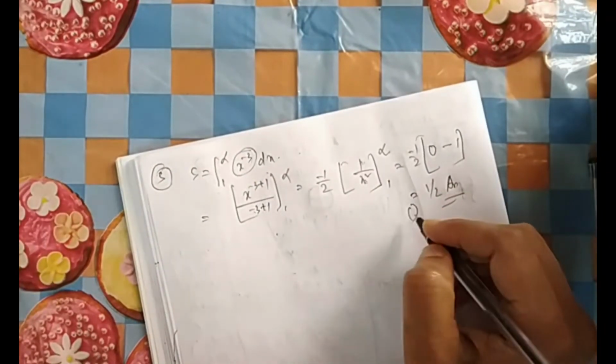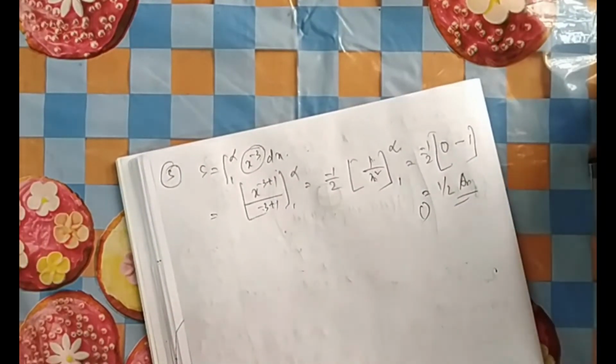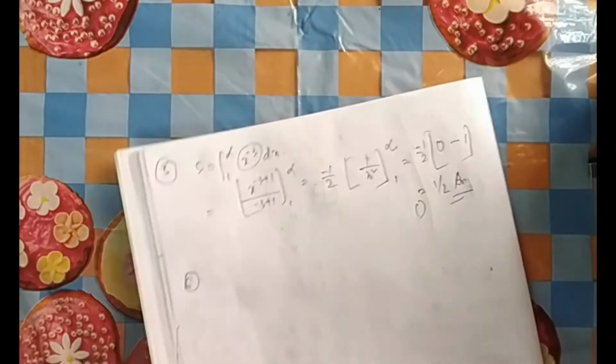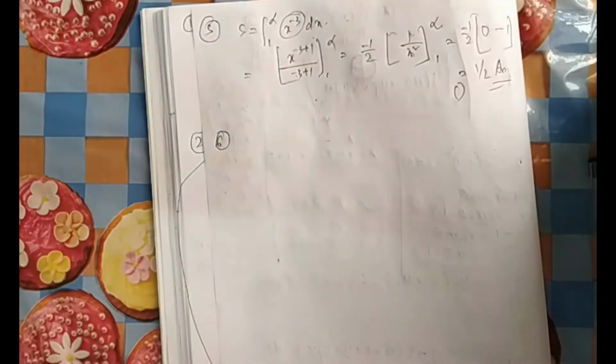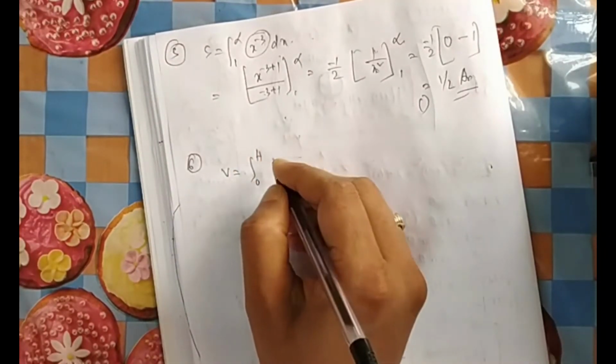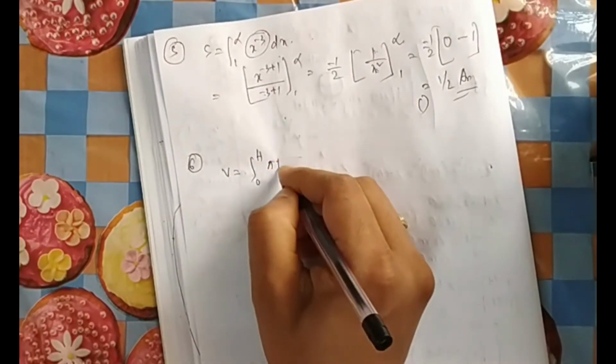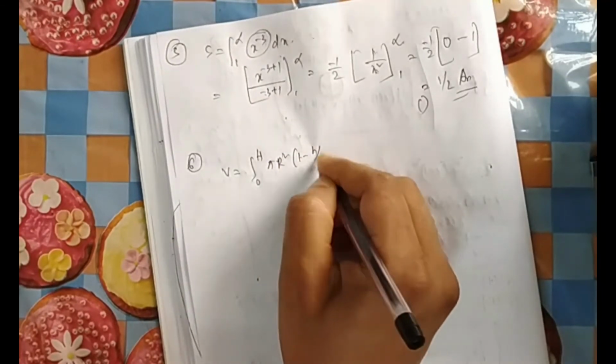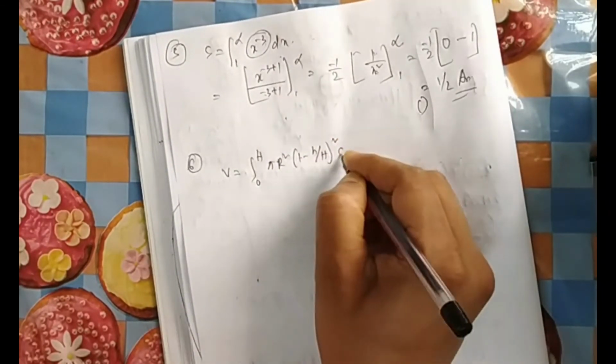That is option C. Next, we will go for the last question of today, that is question number 6. The expression of V. V is given, which is the volume of a cone, they are saying, pi r square 1 minus h by capital H whole square dh.